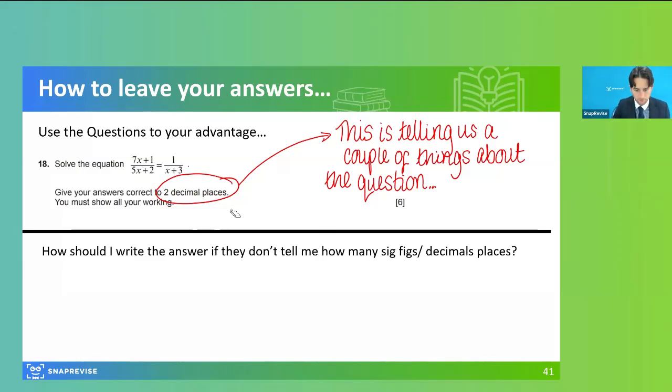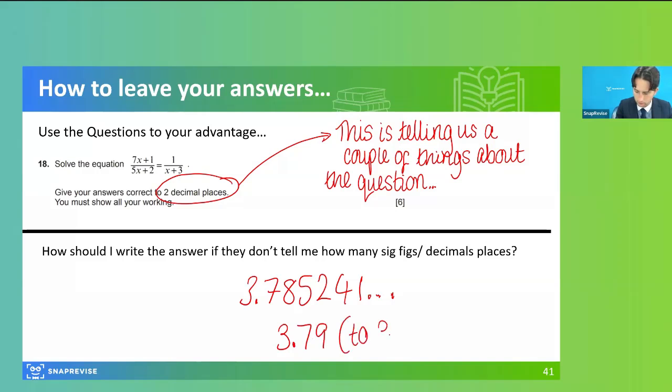However, if they don't say, the best thing you can do is you tell them. So if they don't tell you how to round it, you tell them how you've rounded it. So if the answer is like 3.78524 on your calculator, and they've not said how to write the answer, then you can write 3.79 to 3SF or to 2dp. You tell the examiner, I'm not wrong according to this. I've rounded it this way. You didn't tell me how to round it, so I'm telling you how I've rounded it, and I'm not wrong according to that level of accuracy.